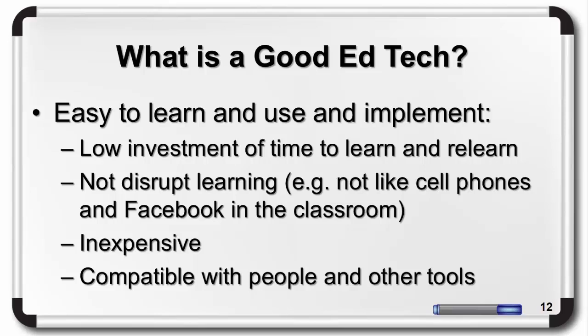For example, there must be a low investment of time to learn and relearn the technology. The technology must also not disrupt the learning process. For example, not like cell phones and Facebook, which are often disruptive in the classroom. The technology should also be relatively inexpensive. And lastly, the technology should be compatible with people and other tools in the design and learning process.